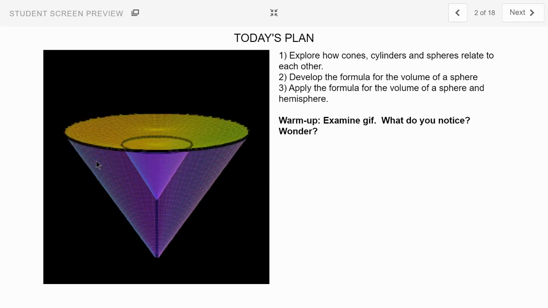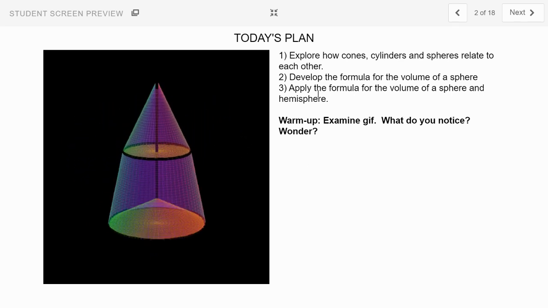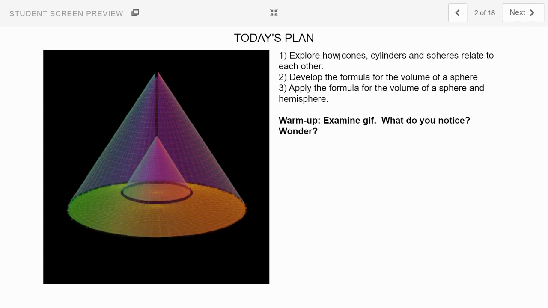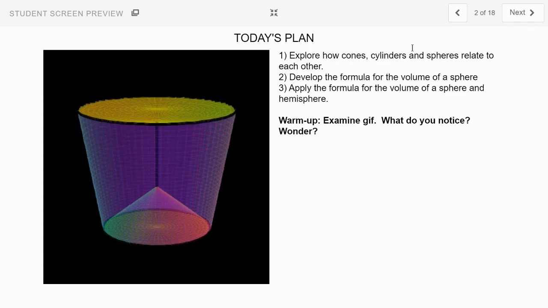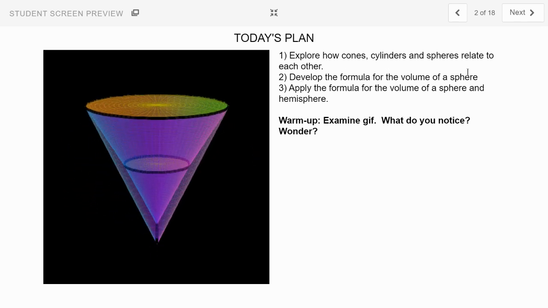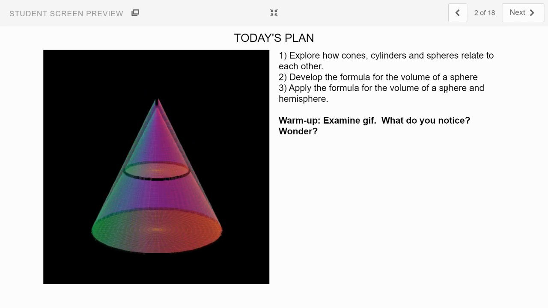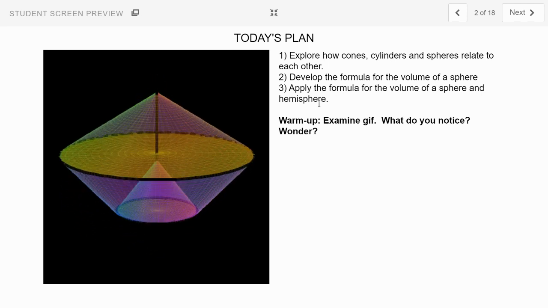Take a look here and share what you notice and what you wonder in this GIF. Our goal today is to look at how cones, cylinders, and spheres relate to each other. And in doing this, we'll create a formula for the volume of a sphere and use it to find the volume of a sphere and a hemisphere.